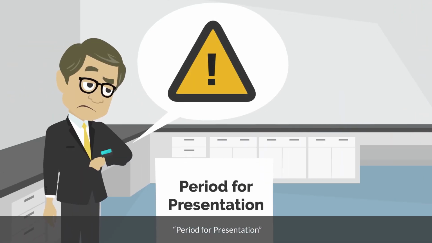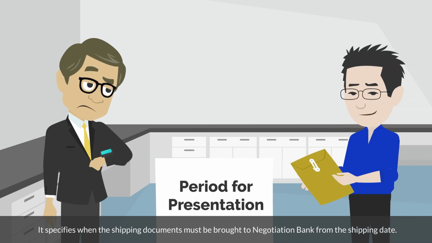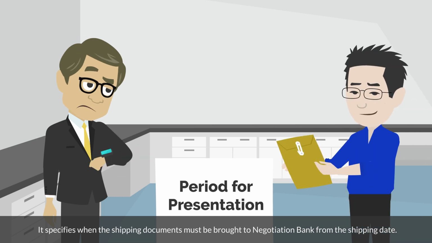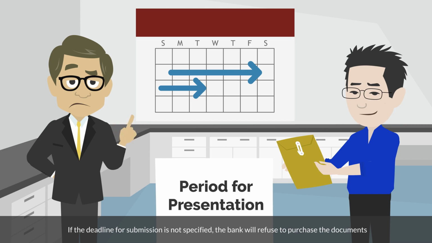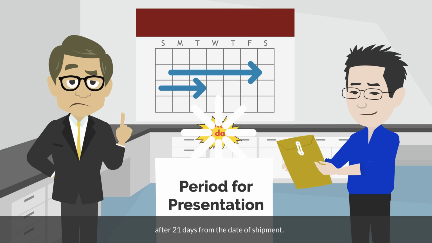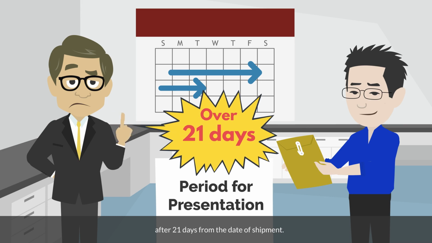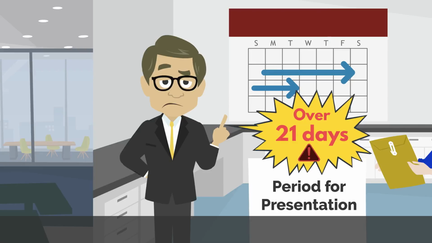Period for presentation. It specifies when the shipping documents must be brought to the negotiation bank from the shipping date. Usually, it is within 5 to 10 days. If the deadline for submission is not specified, the bank will refuse to purchase the documents after 21 days from the date of shipment. So you need to pay attention to this date as well.